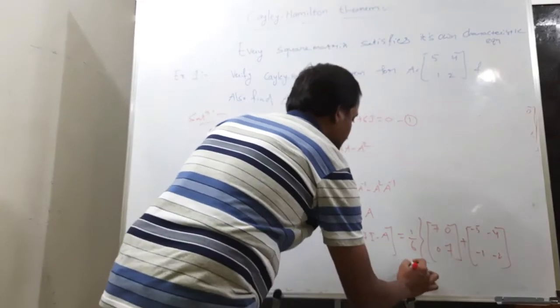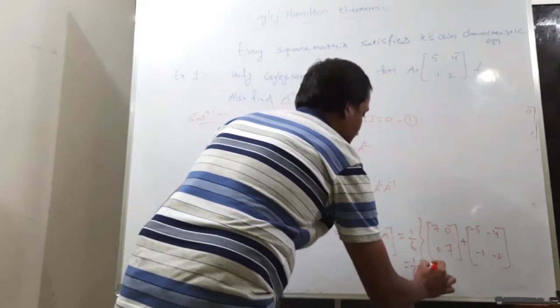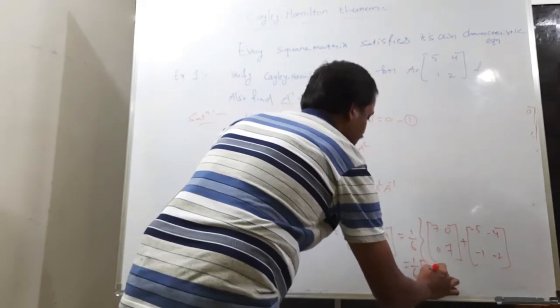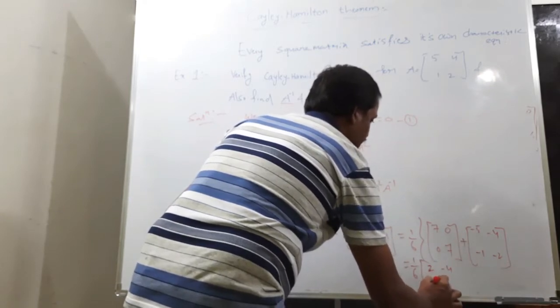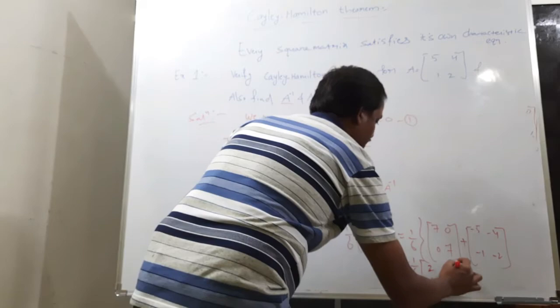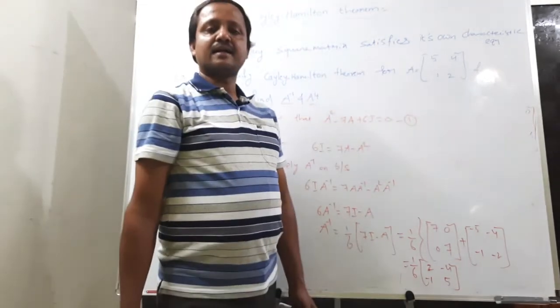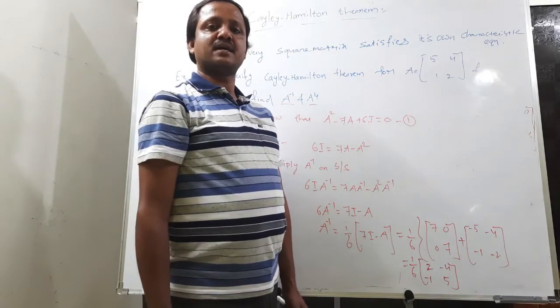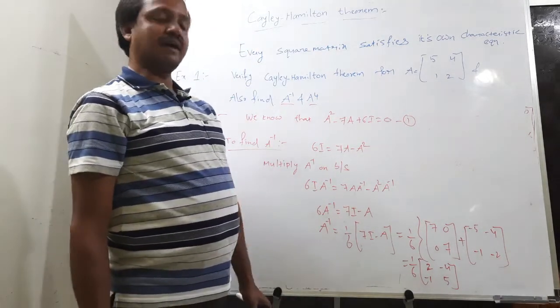So 1 by 6 outside. The remaining matrix is 7 minus 5 is 2, 0 minus 4 is minus 4, minus 1, and 7 minus 2 is plus 5. Without finding the determinant and adjoint of A, we are able to find A inverse in a simple way.